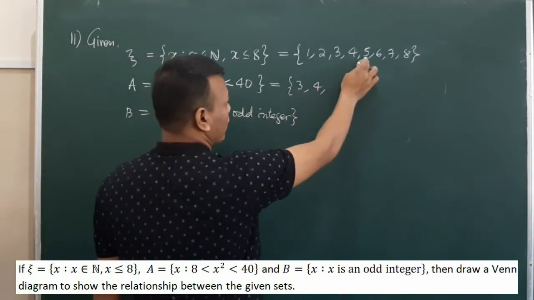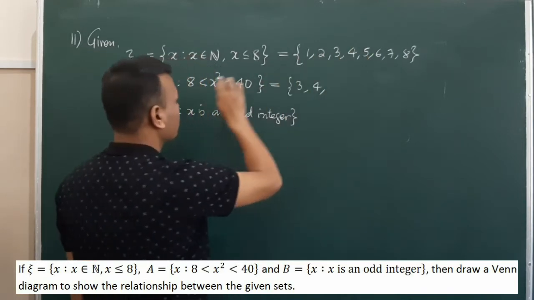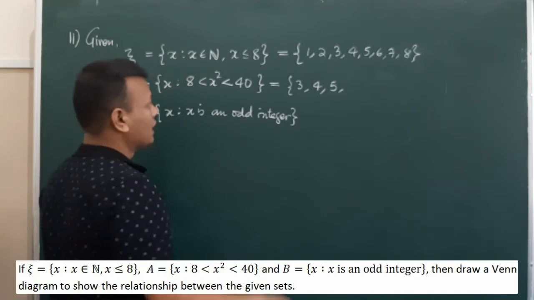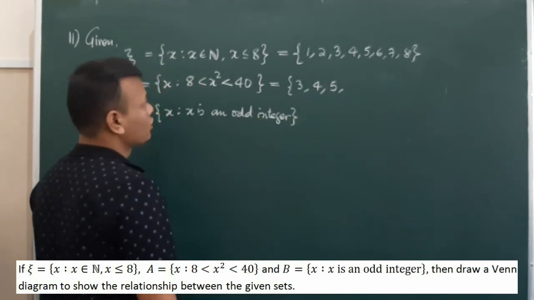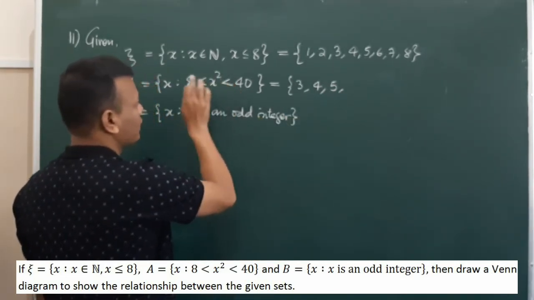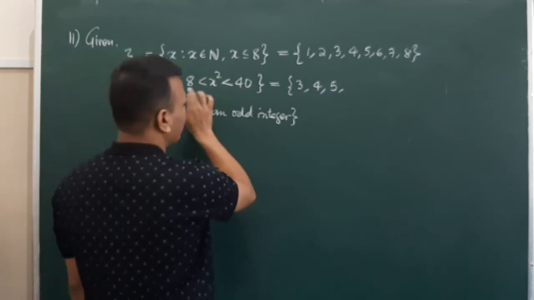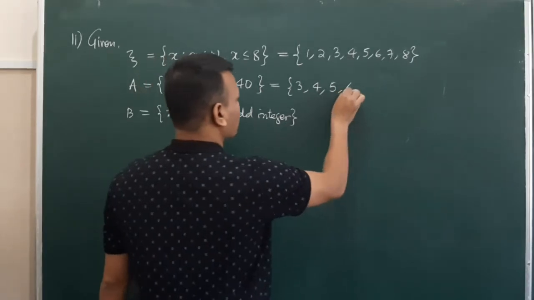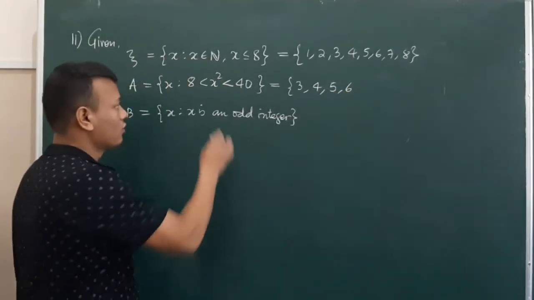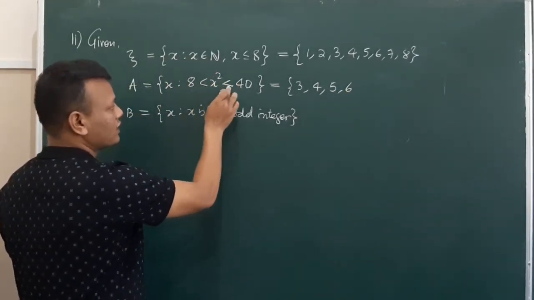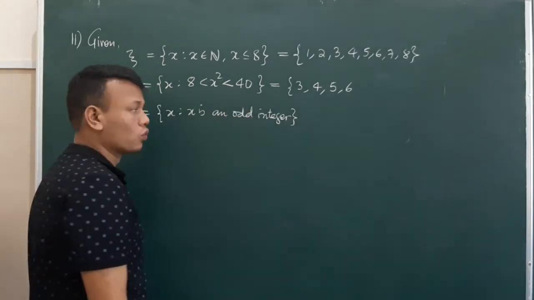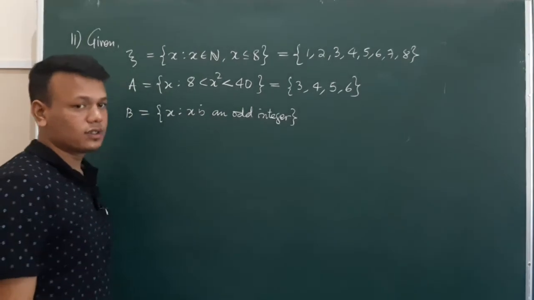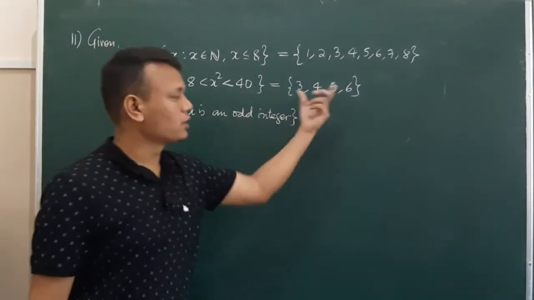Next value for x is 5. 5 square is 25, which again satisfies this, so 5 also comes within this. Next is 6. 6 square is 36 and again 36 lies between 8 and 40, so 6 also comes here. Next is 7. 7 square is 49. Is 49 less than 40? No, this is false. So 7 and 8 will not be included in this set. That's why my set A becomes this much.